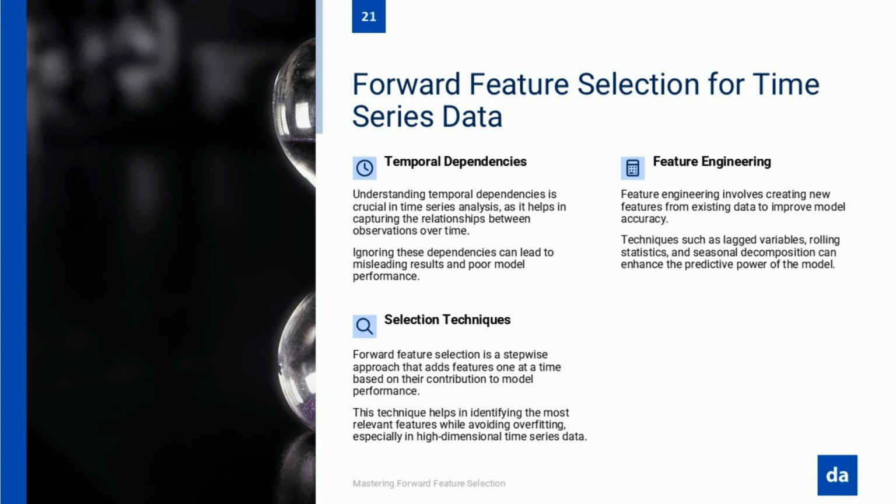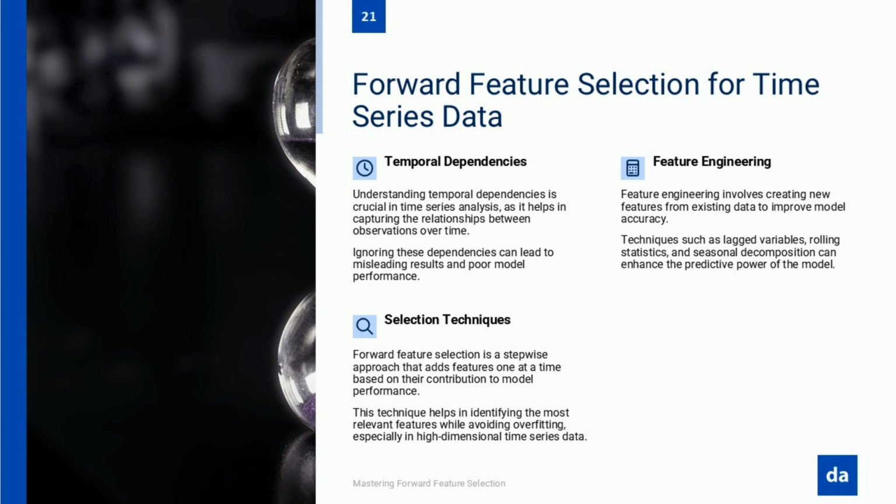And let's talk about overfitting. Time series models can easily overfit if you include too many irrelevant time-based features. Imagine a weather prediction model that tries to learn based on data from every single past day. Eventually, it starts memorizing noise instead of actual trends. Forward feature selection helps by ensuring only the most predictive, time-dependent features are used, making the model more generalizable.